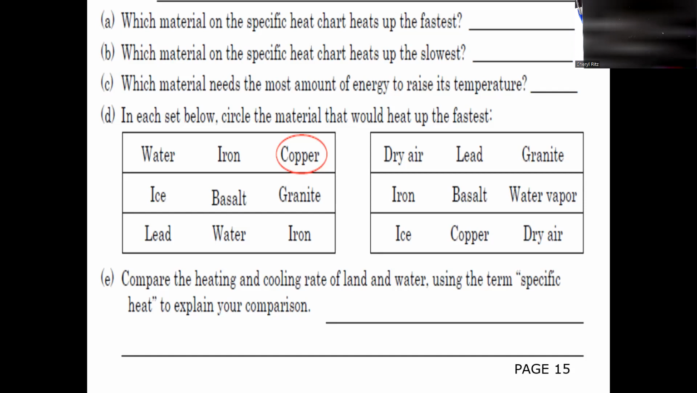All right, last one. This is like the moral of the whole story here. Why did we do this lesson? Compare the heating and cooling rates of land and water using the term specific heat to explain your comparison. So we got to compare how fast water and land heat up and cool down using the term specific heat. How should we start this sentence?